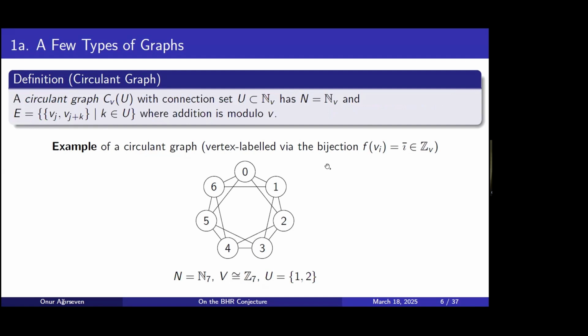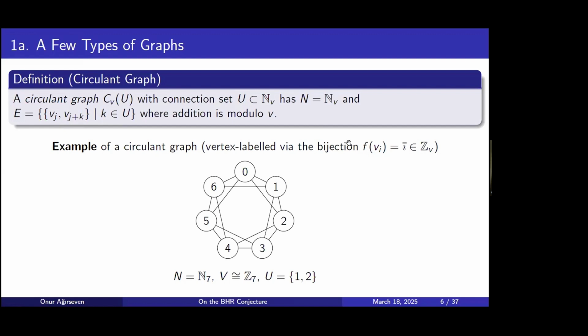Circulant graphs, you can think of them as partial subsets, or partial subgraphs, of complete graphs. The important thing about circulant graphs is that they are cyclically symmetric. Basically, if you rotate this graph and change the roles of 0 and 1, or 1 and 2, and so on, the graph stays the same. That's because we have a connection set given to us and all the elements are connected via that connection set. So locally, the picture looks the same everywhere.